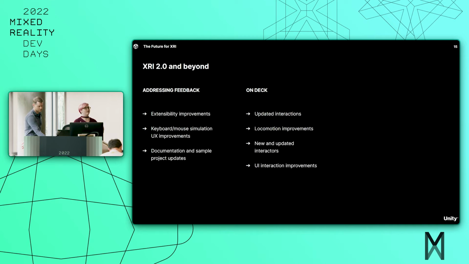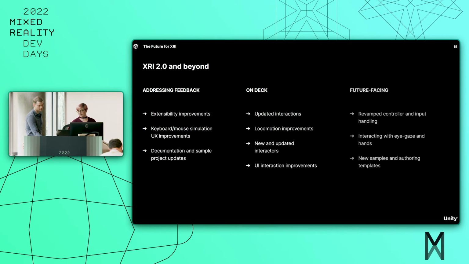Finally, we take a look at what's next. So we take a look at what's next, right? So how do we take this expanded set of features and use it with an even broader array of inputs? So we're looking at things like revamping controllers and input handlings to take new forms of feedback. Once we do that, we can start thinking about interacting with eye, gaze, and hands, right?